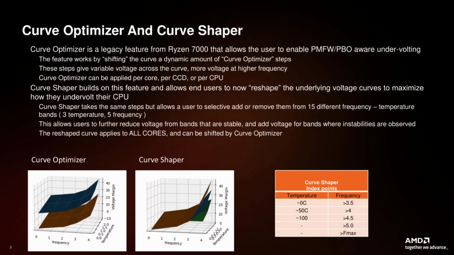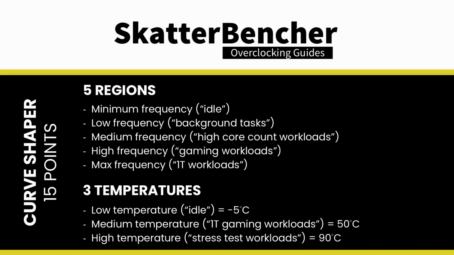In theory, it seems Curve Shaper is pretty straightforward. You get 15 additional tunable points across the VF curve. But the devil is in the details because AMD's Precision Boost 2 technology doesn't really work with VF points. So instead of getting a list of specific tunable VF points, we get 5 frequency regions and 3 temperatures. The regions have a bit of a vague terminology and are not clearly defined. The temperature points are more straightforward as they're defined as -5, 50, and 90 degrees Celsius.